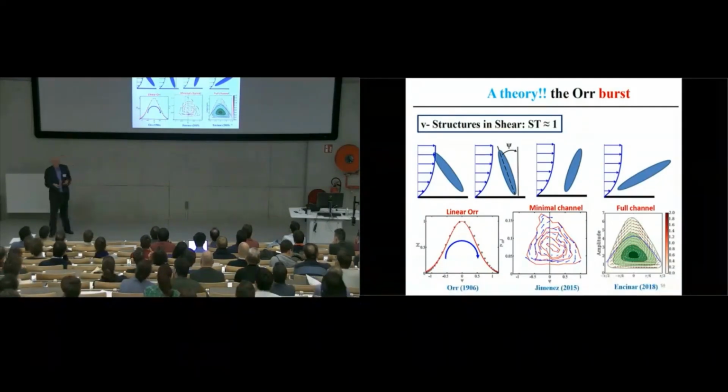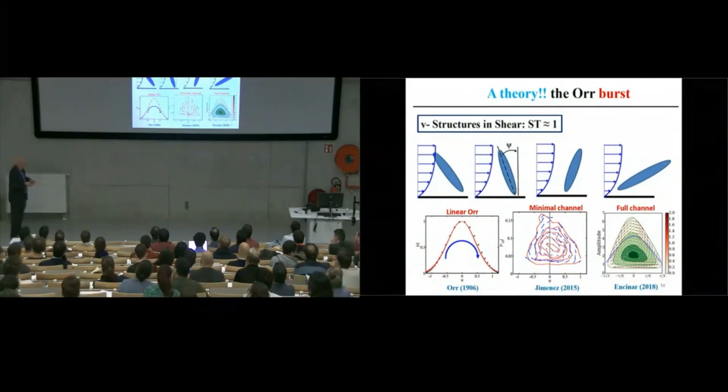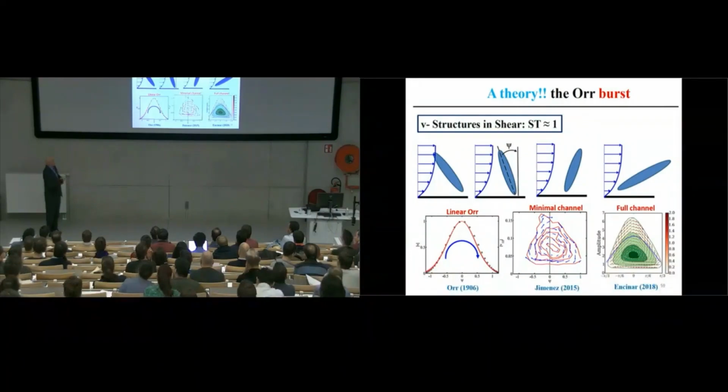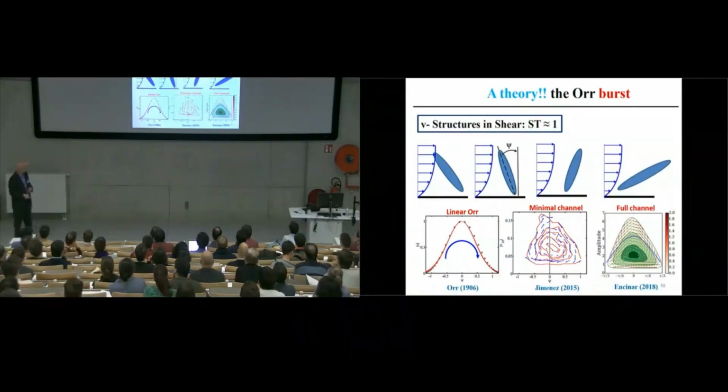So we tested this in a minimal channel. Remember, the minimal channel is this toy problem in which we can look at time without worrying about spatial chaos. And the same thing happened. This here is the inclination of the structures, and this is the intensity of the structure, and you see the structures going like this, growing, decaying. Then this was repeated not for a minimal channel, but for a full channel by my student, Miguel Encinar, and the same thing happened.